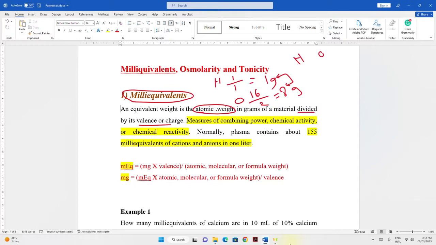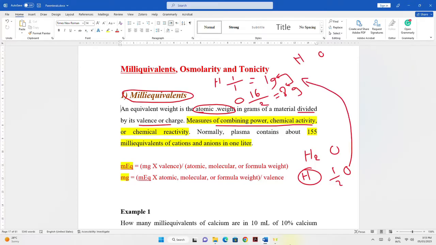Now, what are equivalent weight and milli equivalents? They are actually talking about the combining power and chemical reactivity. We know, for example, that we need two atoms of hydrogen to unite with one atom of oxygen. But since we are talking about equivalent weight, and this is our reference, we need half an oxygen in order to react with one hydrogen, and that is what we did in our calculation here.